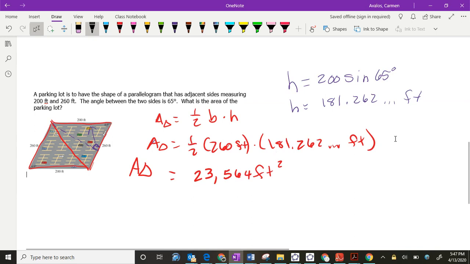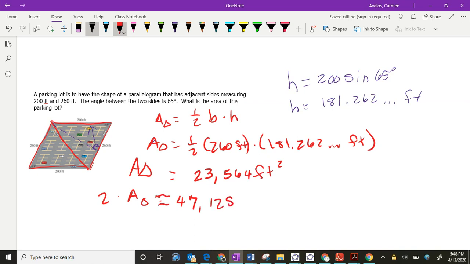But since I did divide everything by 2 and I got 23,000, now I could find the area of that triangle by multiplying that by 2. So when you multiply that, because you have two triangles, the area of two triangles, I am going to get approximately 47,128 feet squared. And so you would write your sentence, the area of the parking lot is 47,128 feet squared, and that's how you solve this problem. Very good. Okay.